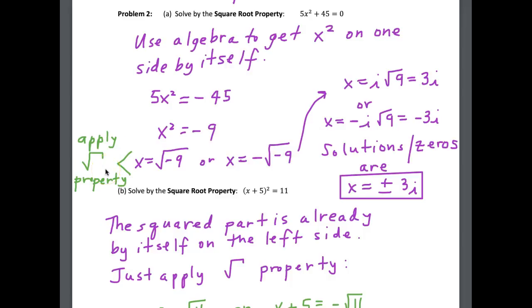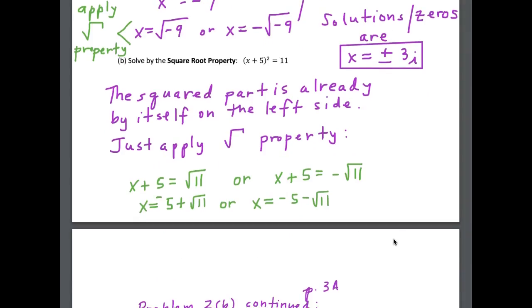Here I'm going to apply the square root property. This tells us that x is equal to positive the square root of -9 or negative the square root of -9. Don't be bothered because there's a -9 under the square root. You know how to handle that. That means that it's an imaginary number or a complex number. So if I simplify each of these, I get x is equal to i root 9. Root 9 is 3, so that's equal to 3i. Or x is equal to the negative of i root 9, which is -3i. So the solutions, remember that another name for that is zeros, are x is equal to plus or minus 3i.